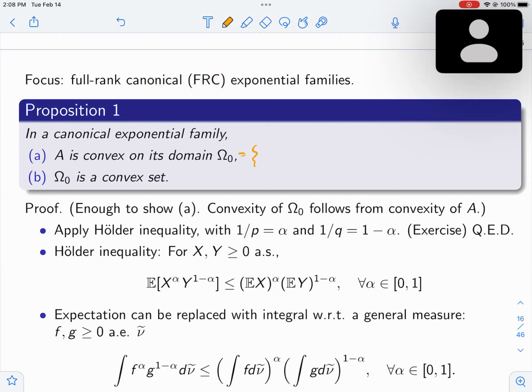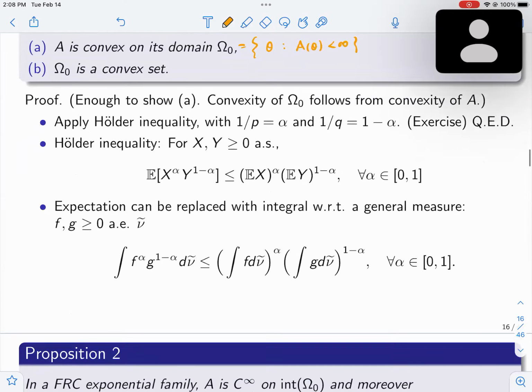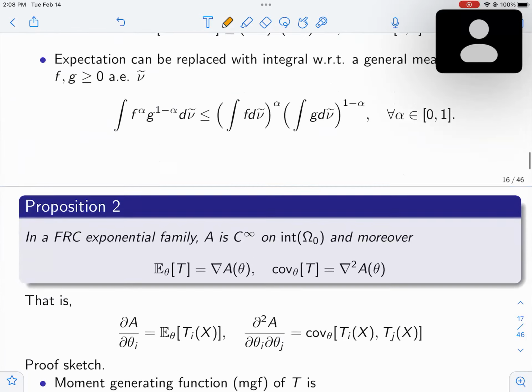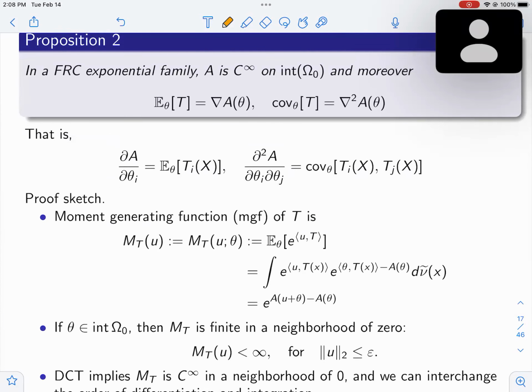You're going to prove this, if you haven't already, in your homework problems, and we're going to give different proofs today. So this gives you a source of convex functions. The proof usually is via Holder's inequality. The second interesting property in full rank canonical exponential families is that the derivatives of A give you information about the moments of the sufficient statistic T.